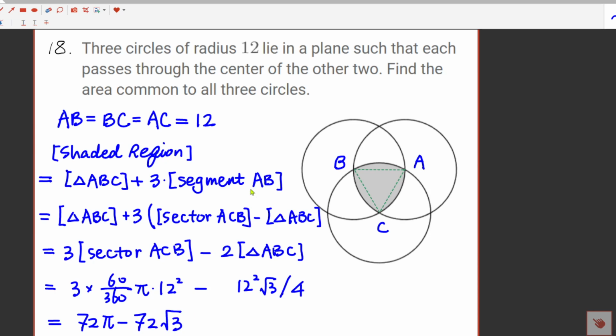And remember, always verify the result by giving it an approximation. So pi is 3.14. Square root 3 is about 1.7 something. So this is a positive number, right? Therefore, your result might be correct. Or if you have a result like 72 square root 3 minus 72 pi, then you should immediately know this is not possible because this is a negative number, right? You cannot have area as a negative number.